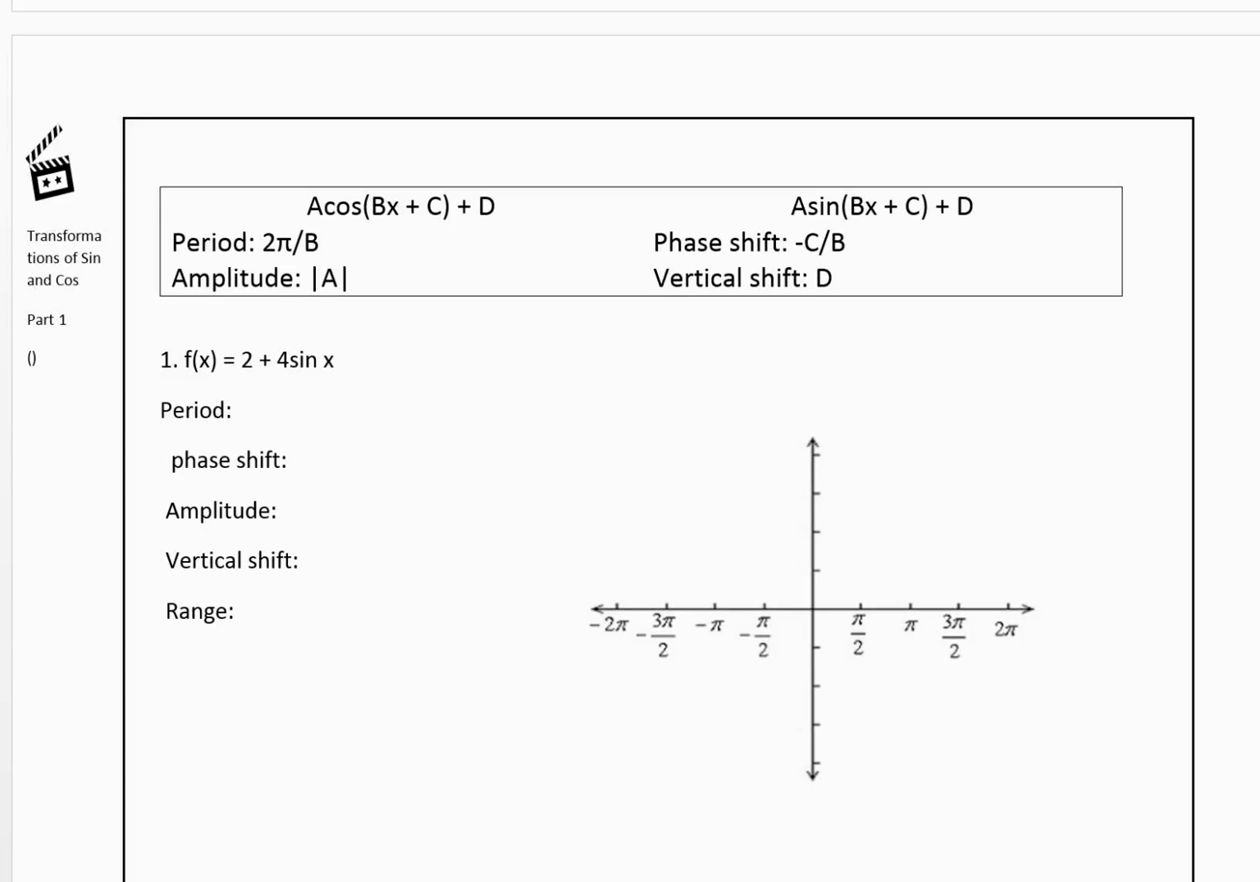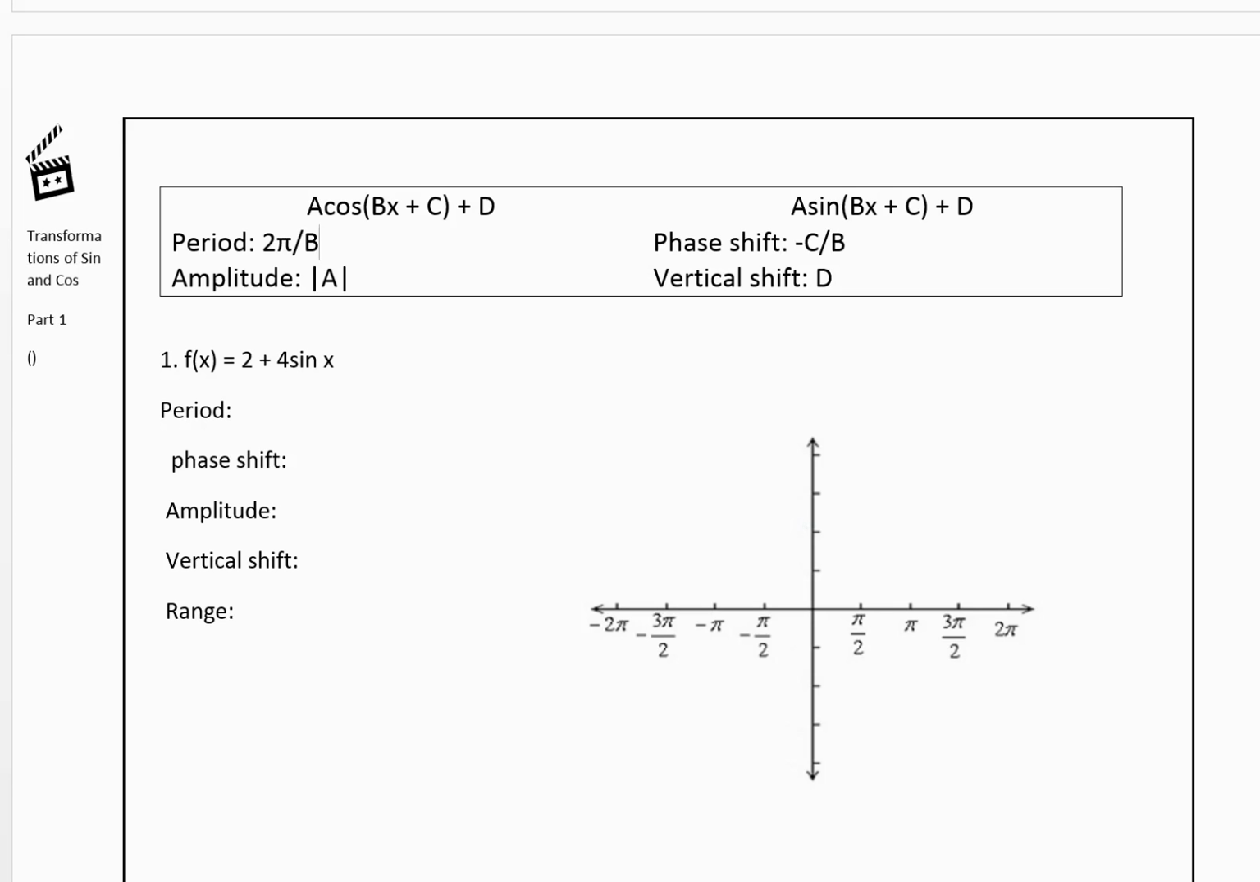Now we're actually going to start doing some translations and transformations with the graph of sine and the graph of cosine. So here we have written the 4 places that we can put numbers in to change our graph. So we can write it as a times cosine of bx plus c plus d, and the same thing with sine. Now let's go through what each of those 4 numbers do, if we put them in for a, b, c, or d.